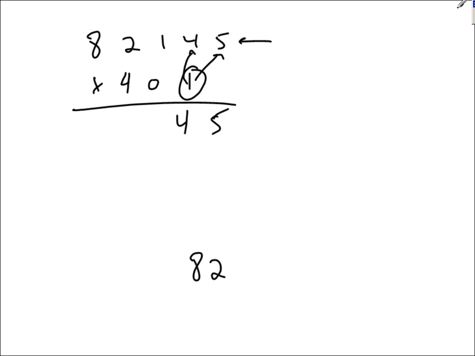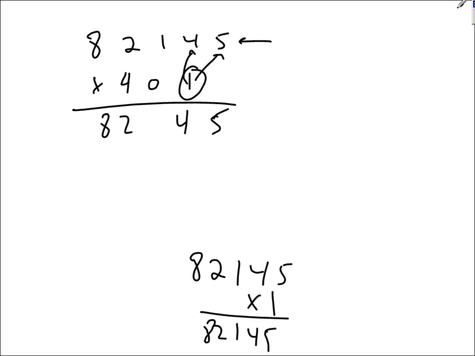Like if I ask you, what is this times 9? You don't know the answer, so you have to do it the long way. But if I'm multiplying by 1, you know what you get. You get 82145.